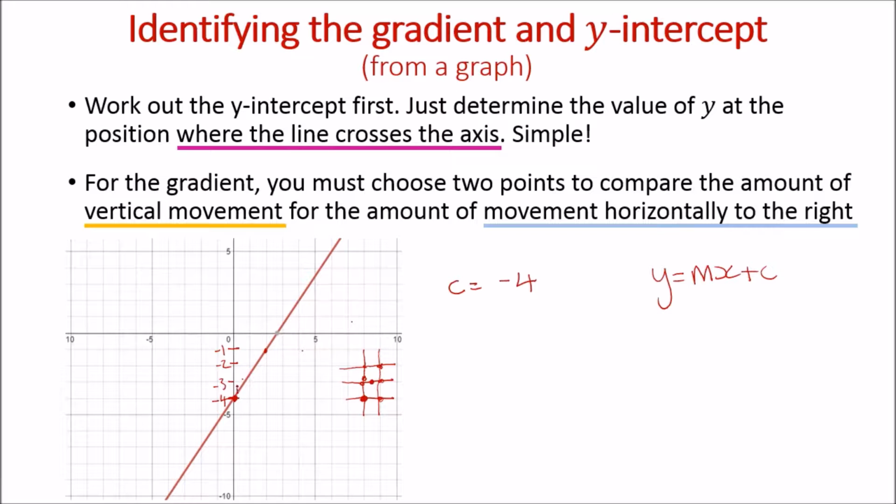This graph goes up 1, 2, 3 every time it goes across 1, 2, which means our gradient, which is rise over run, is really a rise of 3 every time it runs 2. And we can see it's positive, it's going up from left to right. So we simply write this out again, but instead of m, we'll put in our 3 over 2. And instead of c, we'll put in our intercept, which is negative 4.